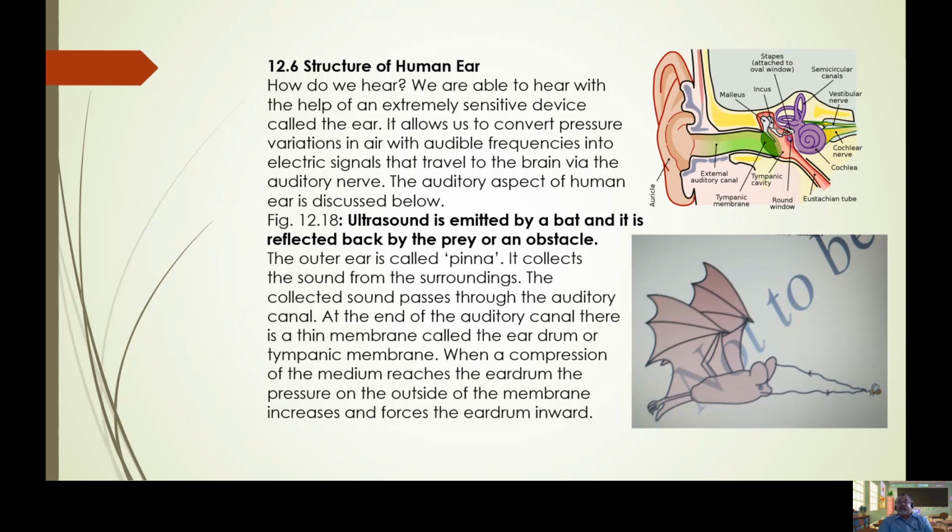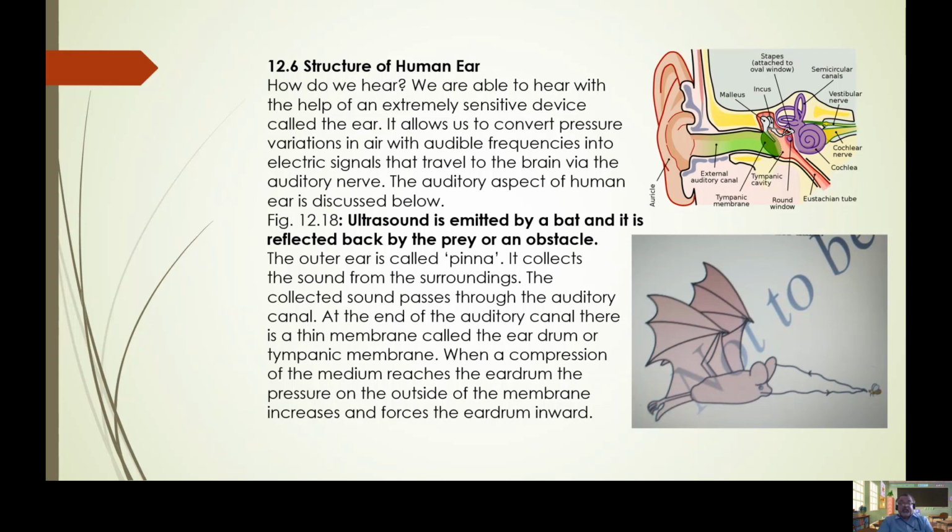You can see on the right the entry, external canal, and you can see other parts where it receives the vibration and converts it into an electrical wave to reach the brain. The ultrasound is emitted by a bat and is reflected back by the prey or an obstacle.